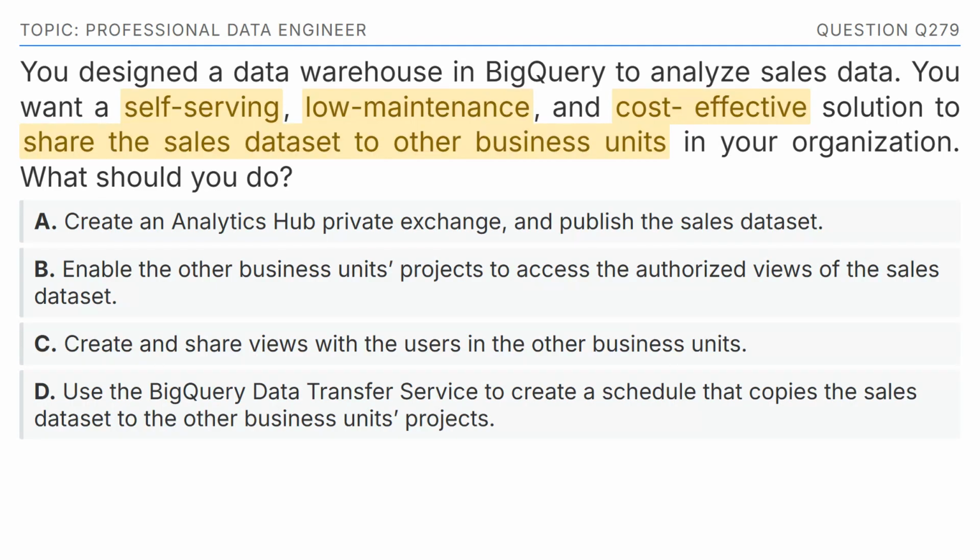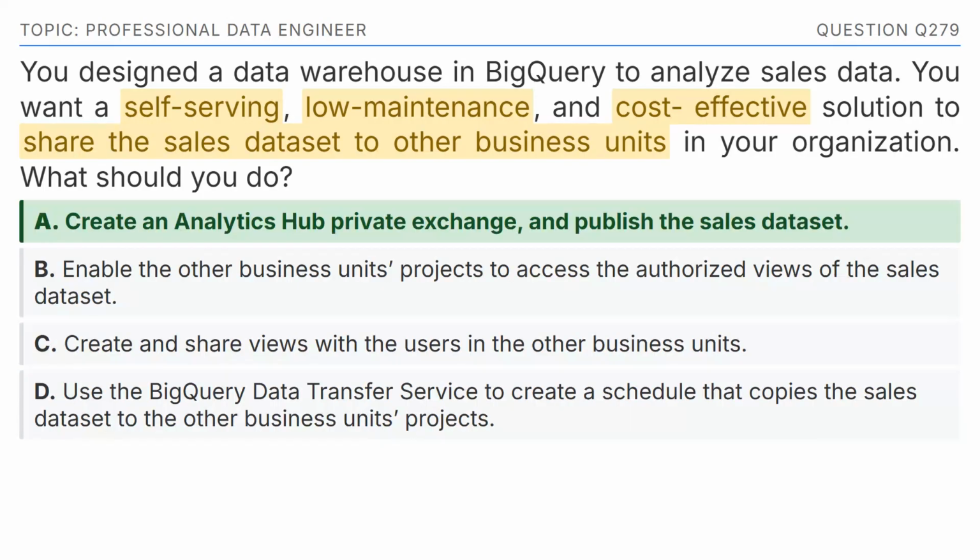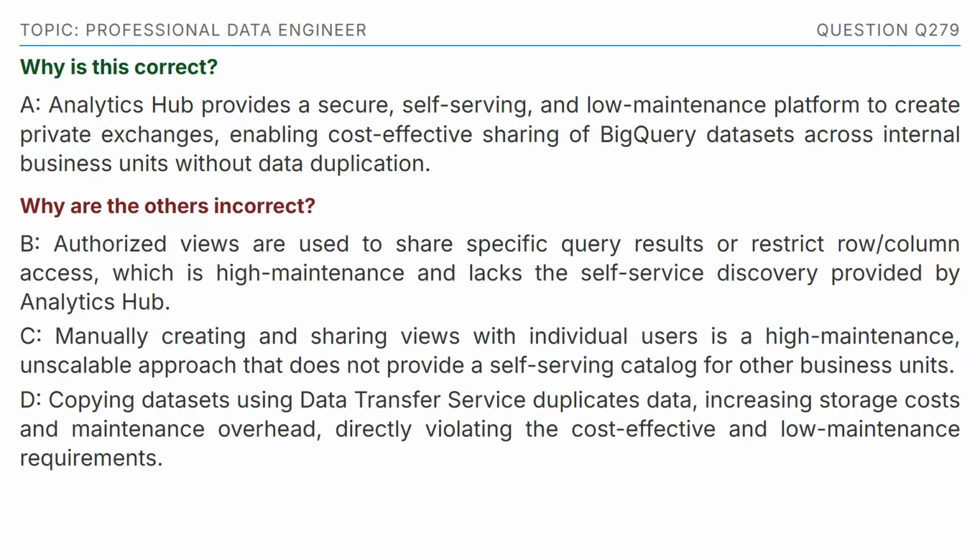To arrive at the correct answer, we focus on the keywords self-serving, low maintenance, cost-effective, share the sales dataset to other business units. The correct answer is option A. Create an Analytics Hub private exchange and publish the sales dataset. Why is this correct? A. Analytics Hub provides a secure, self-serving, and low-maintenance platform to create private exchanges, enabling cost-effective sharing of BigQuery datasets across internal business units without data duplication.